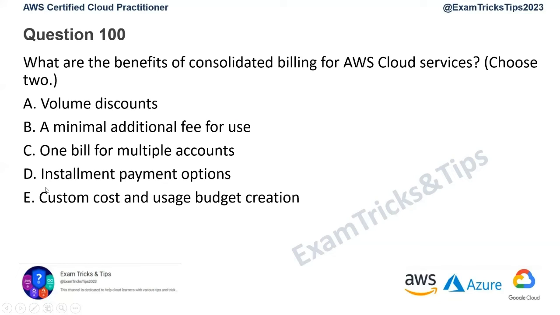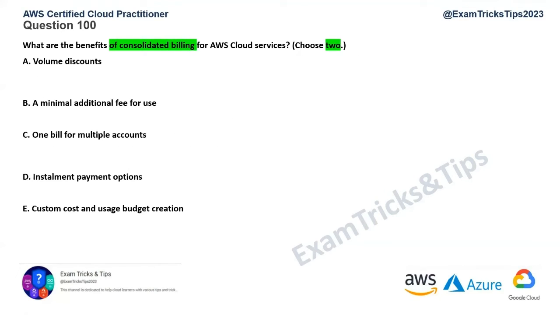Question number 100. What are the benefits of consolidated billing for AWS cloud services? And we have to choose two options from five available options. We have done the consolidated billing topic multiple times. I believe you should be able to guess the answer very easily. However, we'll go one by one, elimination technique, and then we'll see what is left and why that's a valid answer.